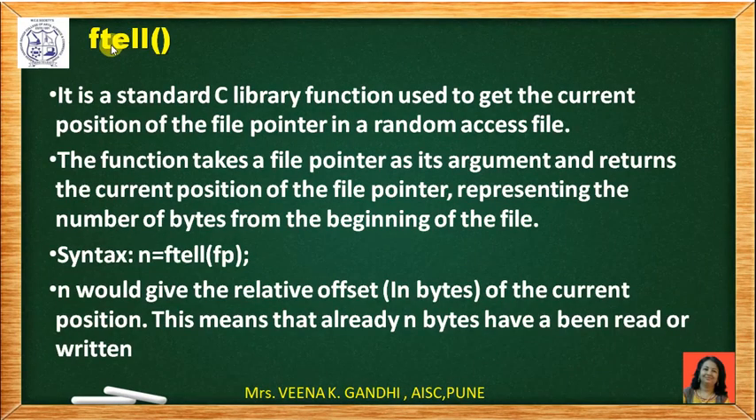The first function, the ftell function. This function tells the current position of the file pointer in a random access file. The function takes the file pointer as argument and returns the current position of the file pointer in terms of number of bytes from the beginning of the file. Syntax: n equal to ftell of fp, where fp is a file pointer. Now n would give the relative offset in terms of bytes of the current position. This means that already n bytes have been read or written.